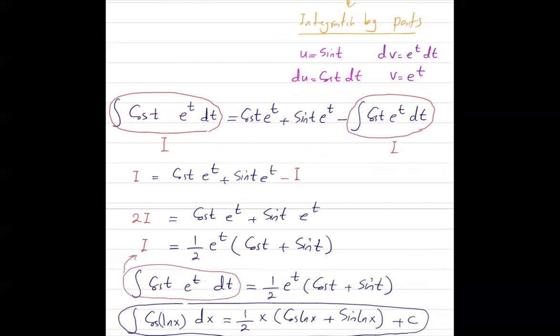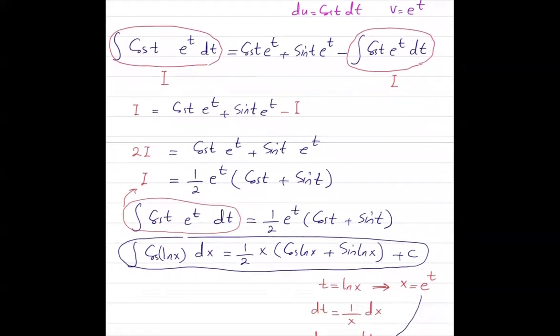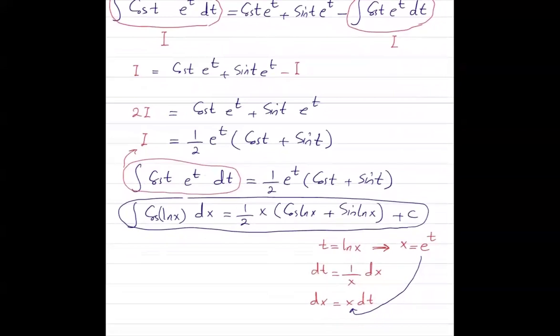So I, or this integral, in t is a half e to power t cosine t plus sine t, but our original integral was in x, so we needed to rewrite everything in terms of x. So we are going back to the original substitution that we used. Wherever we see t, we're going to use ln of x, and our e to power t dt is dx. So we just substitute everything back, and this is the integral of cosine of ln of x dx.